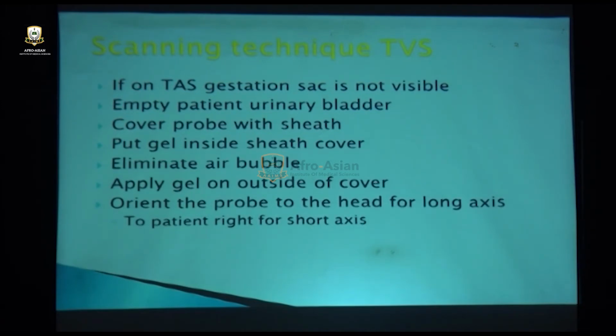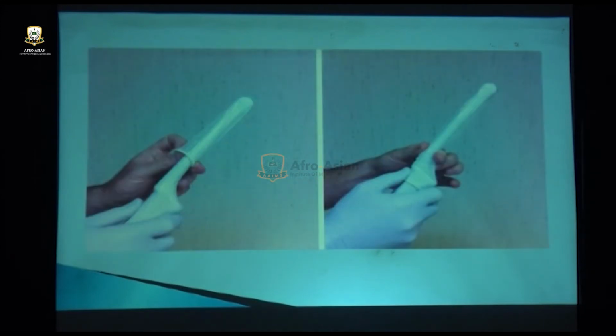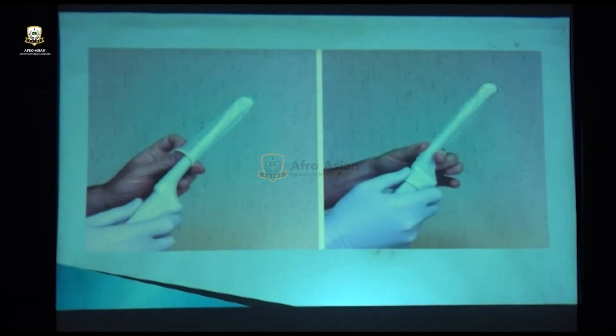How you do it, the most important thing is that there is a rubber latex which has to be placed on the probe so that no transinfection takes place. And this is the probe, and that's how you put the cover on. But remember, before you put the cover on, you put a lot of gel in it so that air is removed.